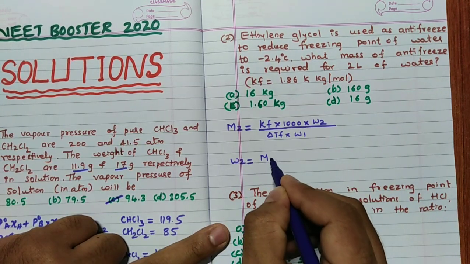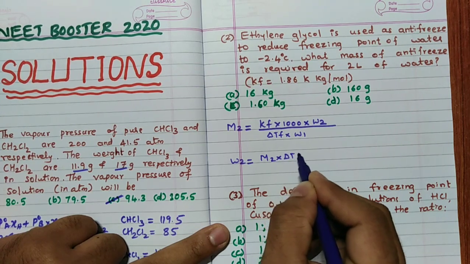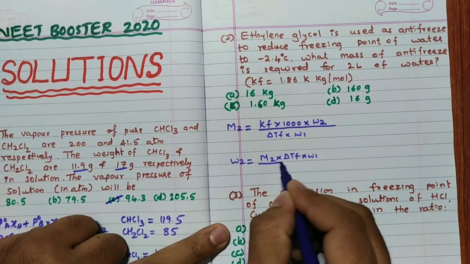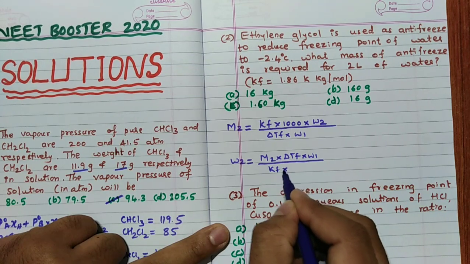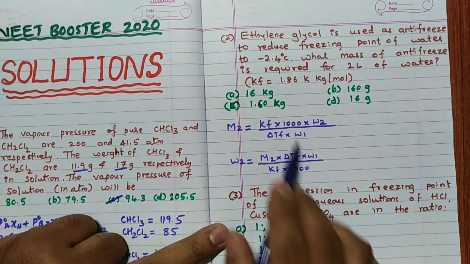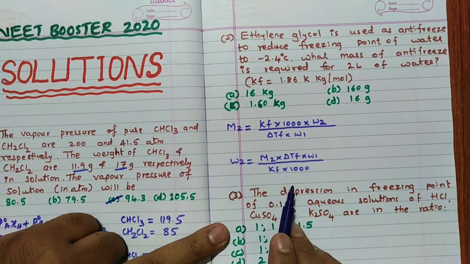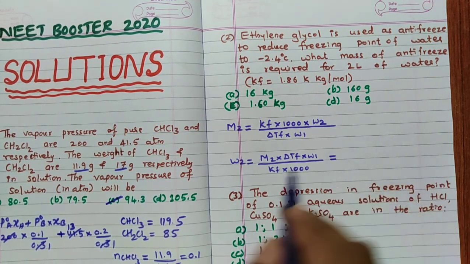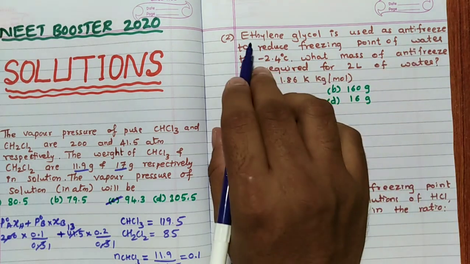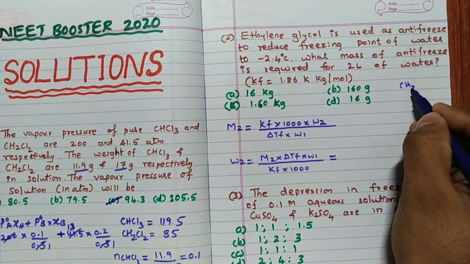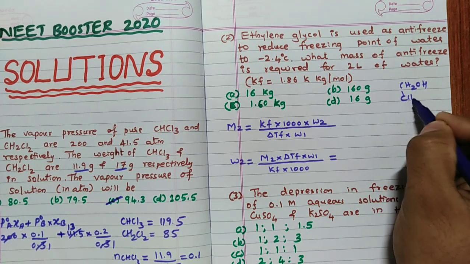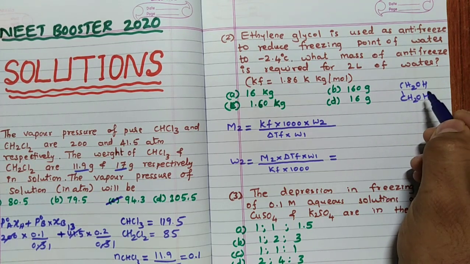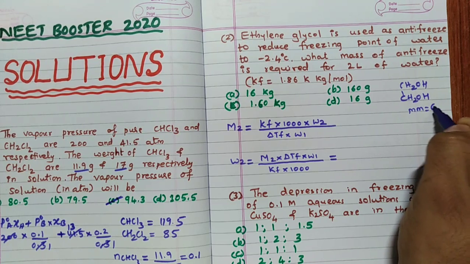W2 is equal to M2 into delta Tf into W1 divided by Kf into 1000. One thing to remember: here I am writing the formula because I have to make you understand this particular problem. In the exam you can avoid this, you can save your time. Now, what is M2? See, the molecular mass of the antifreeze, that is ethylene glycol. The ethylene glycol formula is CH2OH, CH2OH. If you calculate the molecular mass, you will get 62.